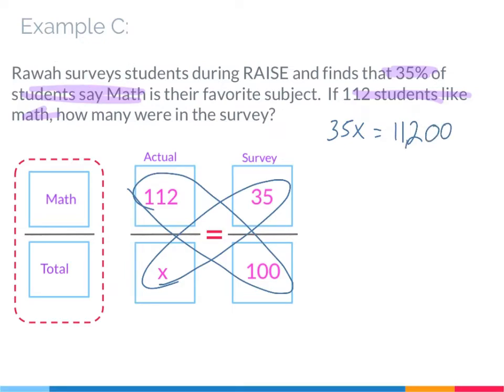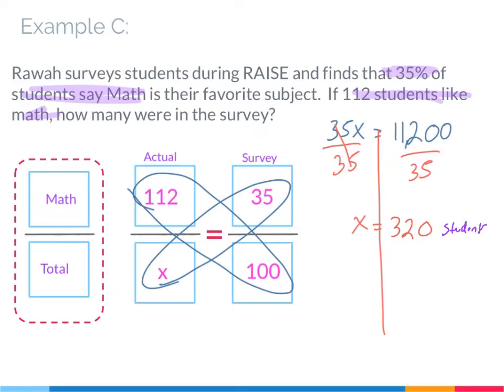I'm going to draw a wall down from my equal sign. I'm going to divide both sides by 35. 35 divided by 35 is going to cancel each other out, or it's going to give me 1, or 1x. 11,200 divided by 35 is equal to 320. But again, this is a word problem, so I'm going to need a word answer. And I've got 320. In this case, I was looking for students. So 320 students is my final answer.